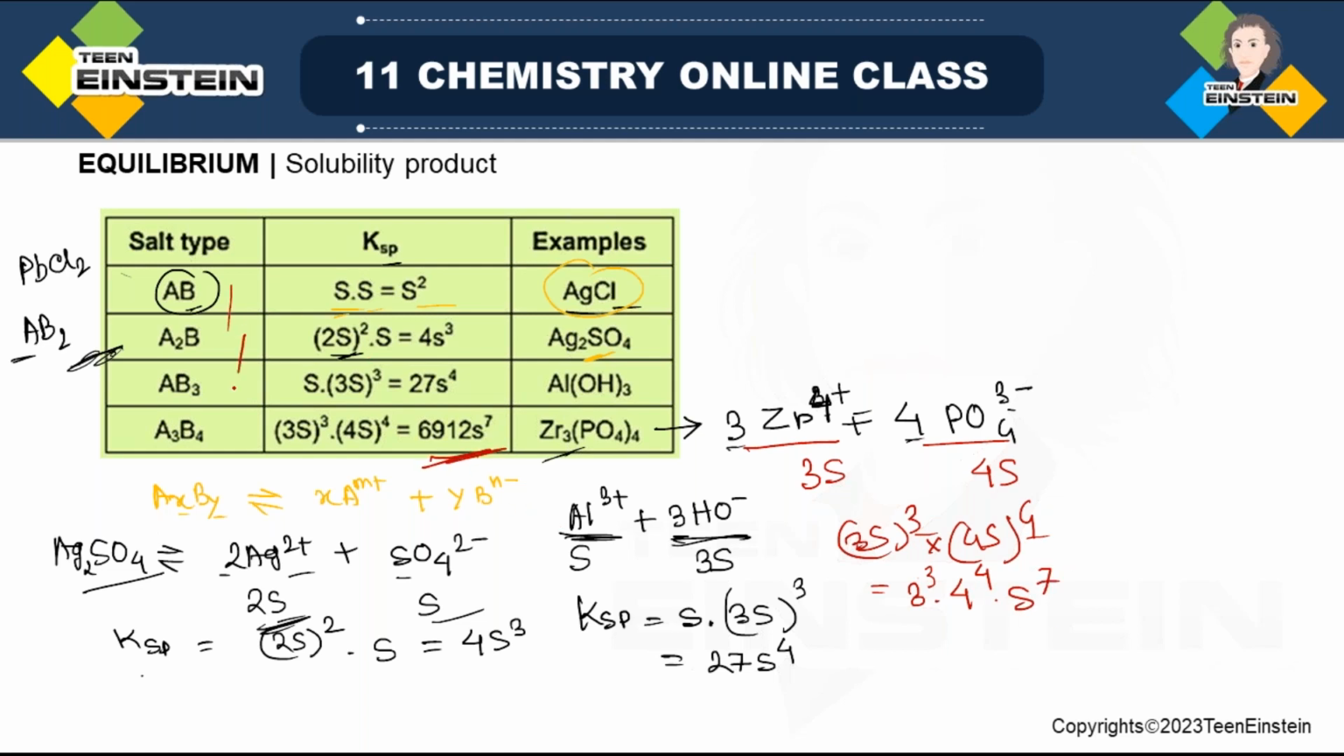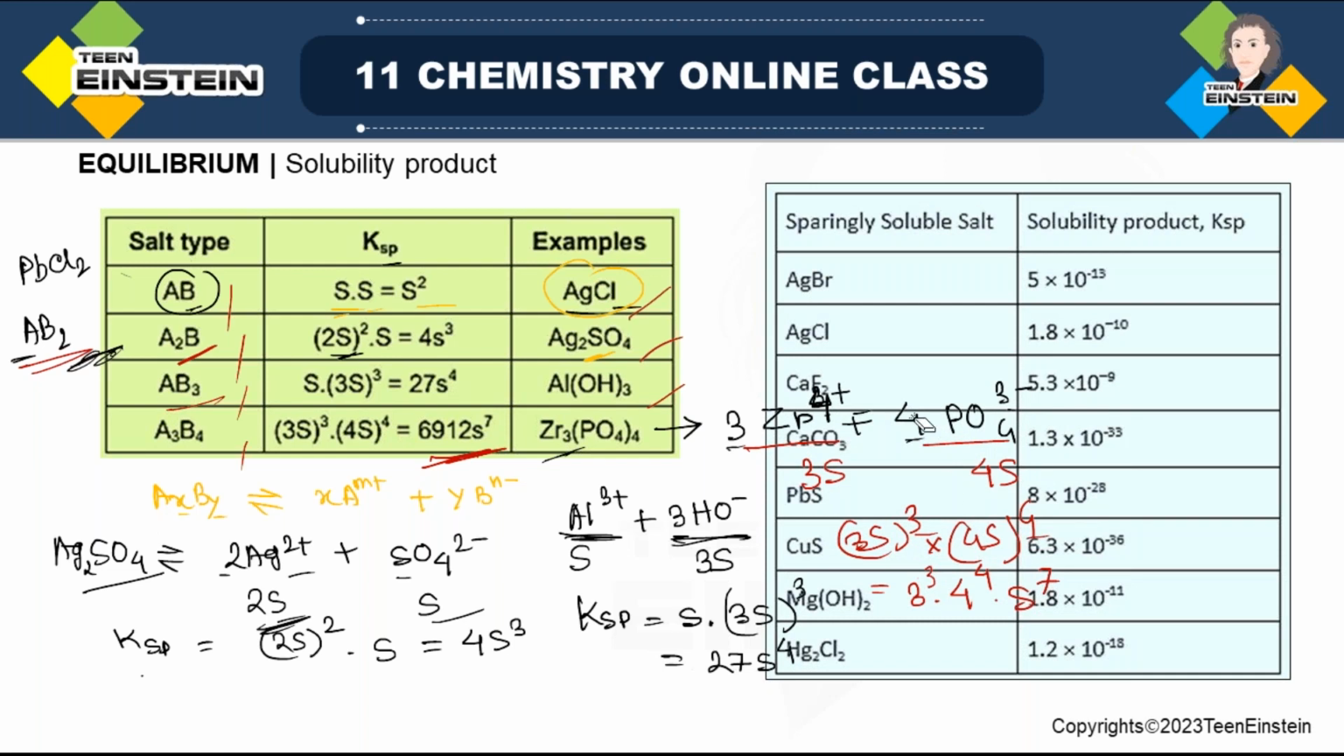So these are the general formulas. The corresponding examples are also given. The first one, simplest, is AB, then it will be A2B, or it may be AB2, it may be AB3, or it may be A3B. Different possibilities are there. Only 4 are shown here. So in this way we have to calculate solubility product.